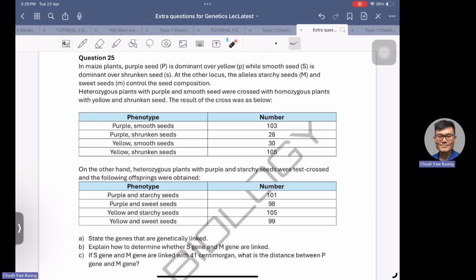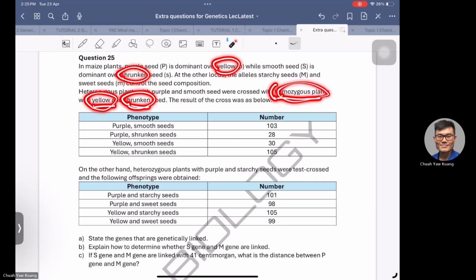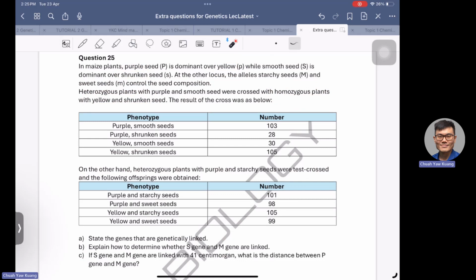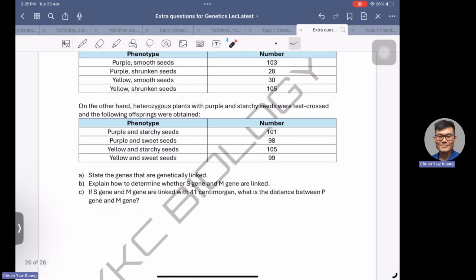After that, you will do the test cross with a homozygous recessive individual. It will test cross with the yellow, which is recessive, and the shrunken seed is also recessive. So in order to determine whether the S gene and the M gene are linked or not, this is what we should do. Again, you have to determine the parent first.